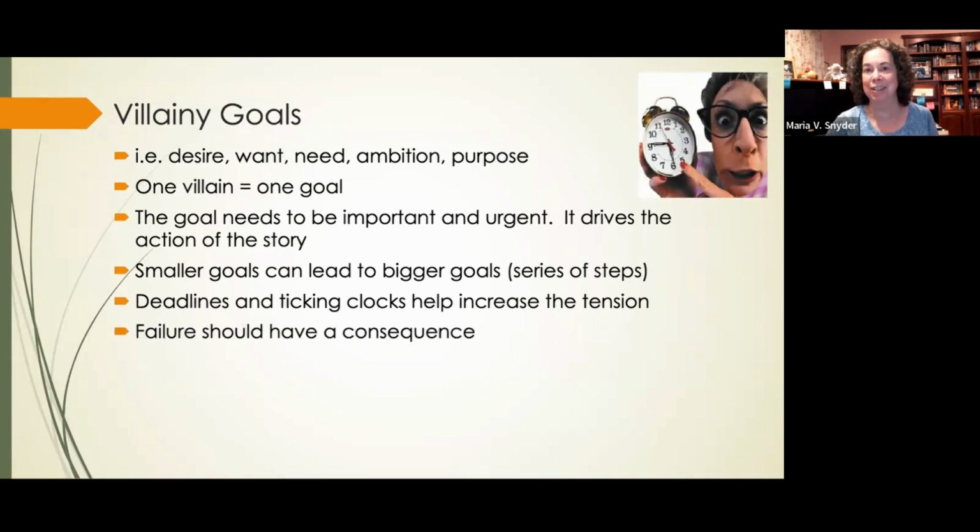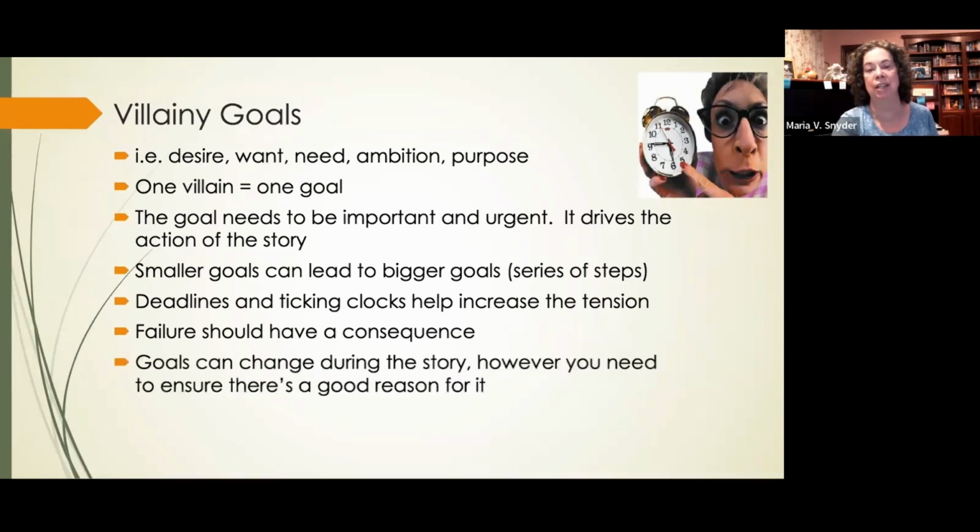Okay, failure should have a consequence. If they miss their deadline, okay, well, we missed the 12 o'clock train, but now we have the 3 o'clock train, but it's only half filled with people. Or the important person we wanted to target is no longer going to be there at this time. Now we have to think of a new time or a new location. So there's a consequence for failing to reach the goal or the smaller goal on the way.